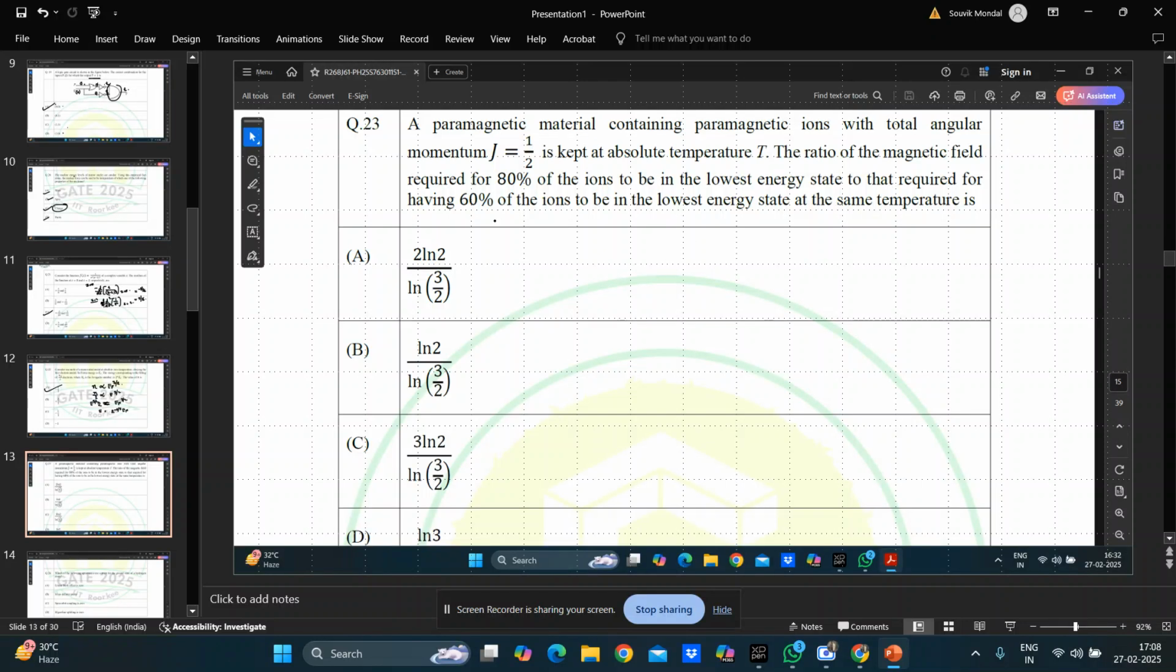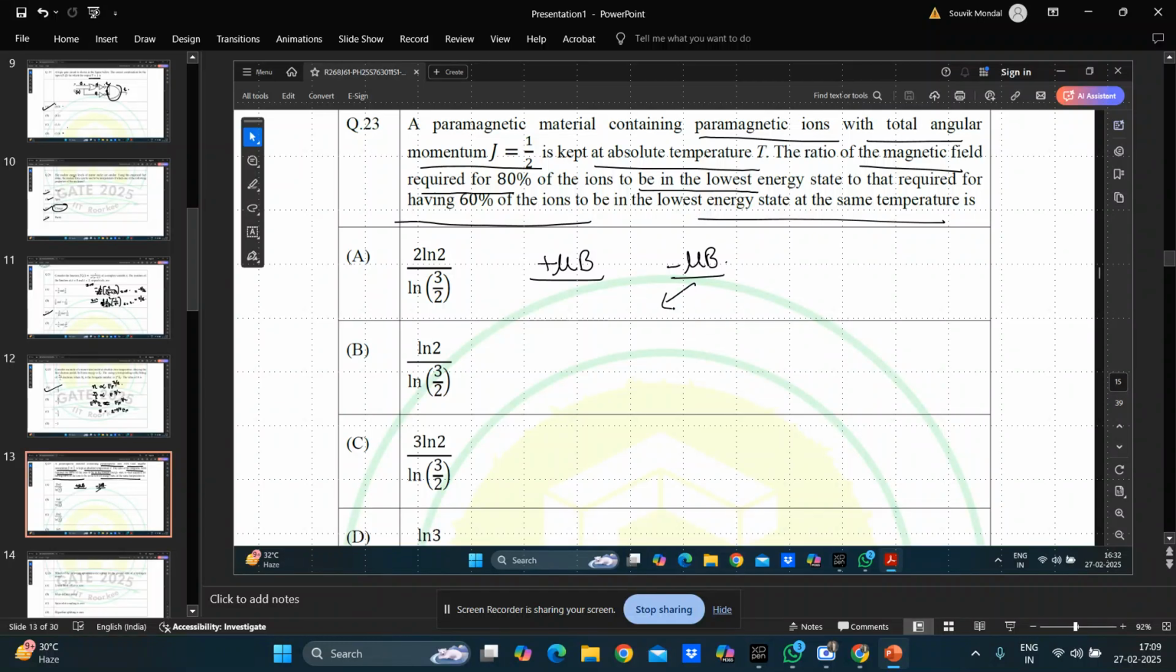Next one. A paramagnetic material containing paramagnetic ions with total angular momentum J equal to half is kept at absolute temperature T. Find the ratio of the magnetic field required for 80% of ions to be in the lower energy state to that required for having 60% of ions in the lower energy state. If you have a spin half electron or atom in some magnetic field, you have two energy states: plus mu B and minus mu B.